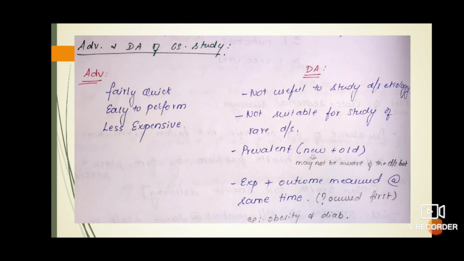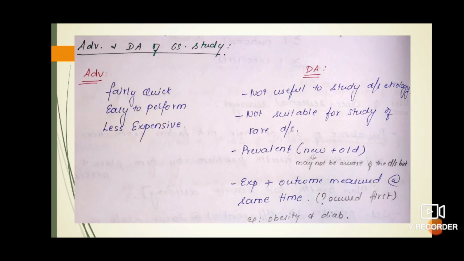And some advantages and disadvantages of cross-sectional studies: the advantages are that it is a fairly quick study because it evaluates at a single point of time, and it is quite easier to perform than other studies and less expensive. And some disadvantages are that it is not useful to study disease etiology and not suitable for study of rare diseases. And since we are including prevalent cases, that is new and old cases, some population may not be aware of the disease. So we are including both the new and old cases.